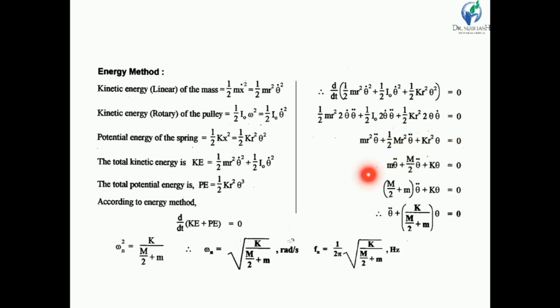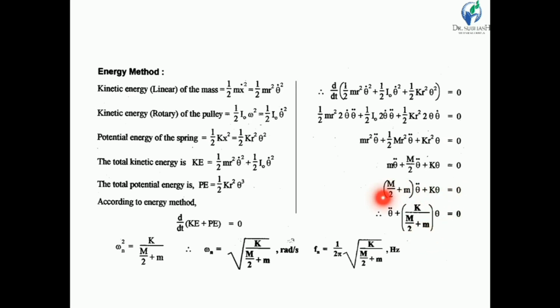So we get m into theta double dot plus capital M by 2 into theta double dot plus k into theta is equal to 0. If we take theta double dot common, then we get, in a bracket, (capital M by 2 plus small m) into theta double dot plus k into theta is equal to 0. So if we rearrange this equation, theta double dot plus capital K by (capital M by 2 plus small m) into theta is equal to 0.